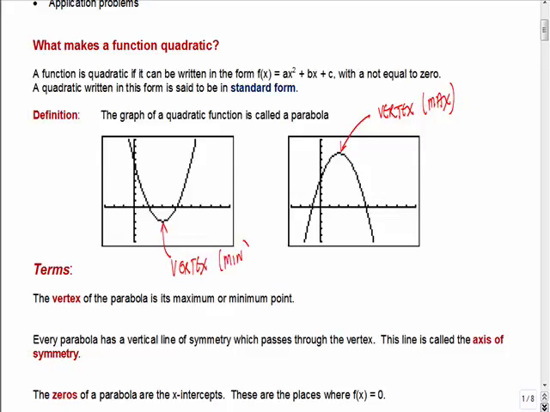That'll be an important point, that when we have a quadratic, the vertex is either the maximum or the minimum. Every parabola has a vertical line of symmetry which passes through the vertex. This line is called the axis of symmetry. So on the first parabola that I have, there's our axis of symmetry. On our second parabola, there's our axis of symmetry. Let's just label those.